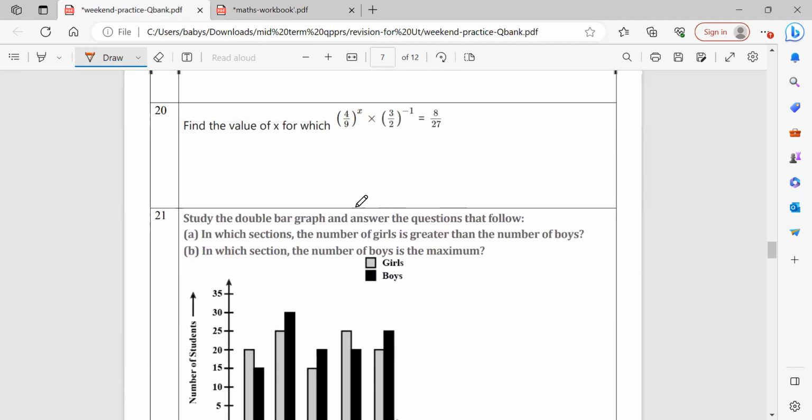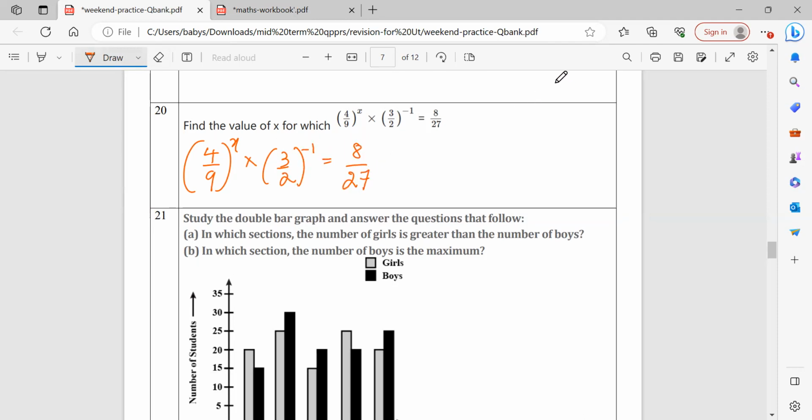Now let's move on to the next one, which is: find the value of x for which (4/9) to the power of x into (3/2) to the power of minus 1 is equal to 8 upon 27.